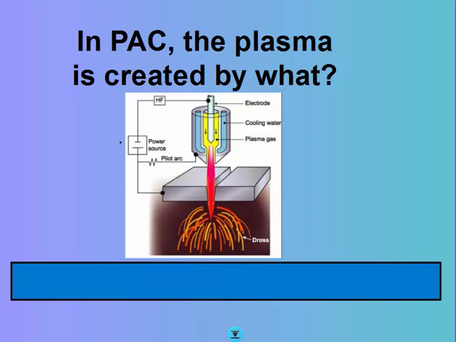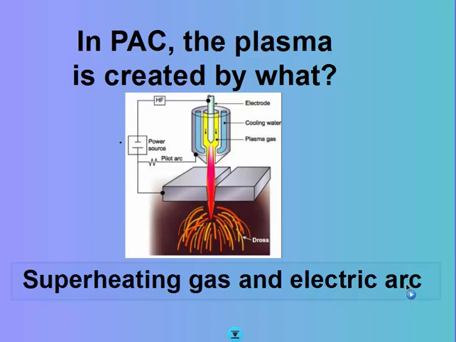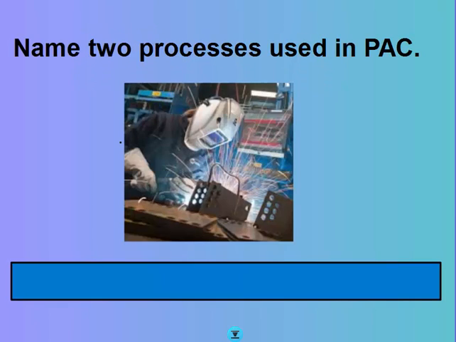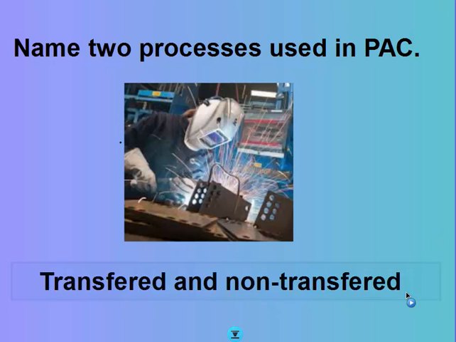In PAC, the plasma is created by what? Superheating gas and electric arc. Name 2 processes used in PAC. Transferred and non-transferred.